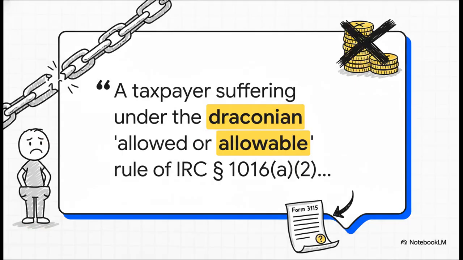And make no mistake, the reason this whole process is so critical is because the default rule from the IRS is, well, draconian. That's really the perfect word for it. It's basically a penalty that punishes taxpayers for deductions they never even took. Let's unpack exactly what that means.